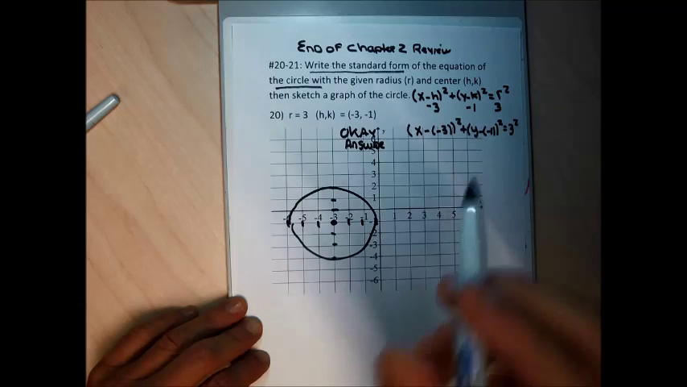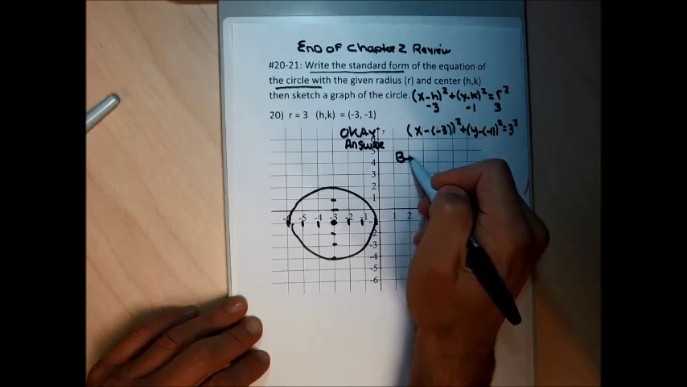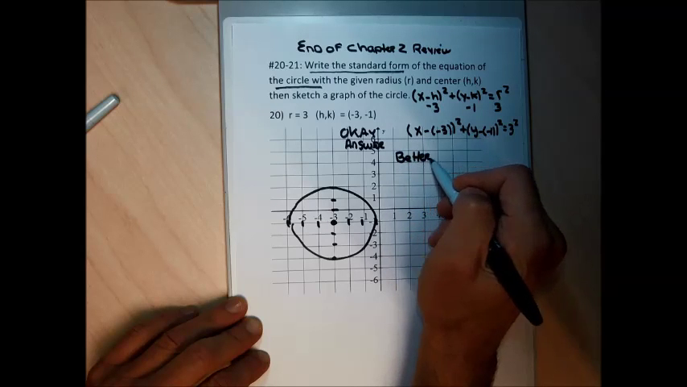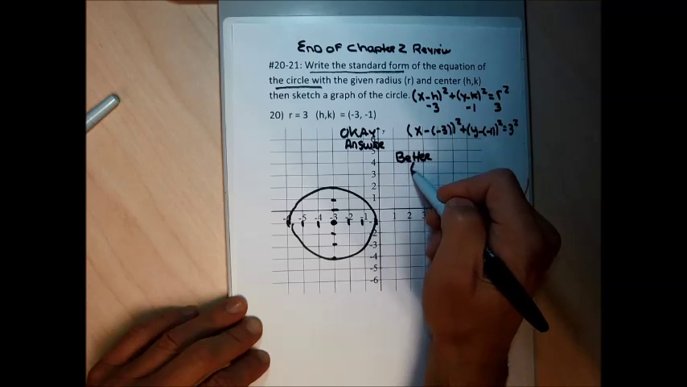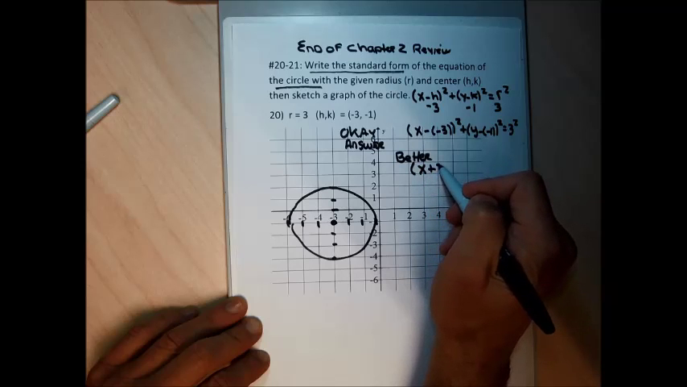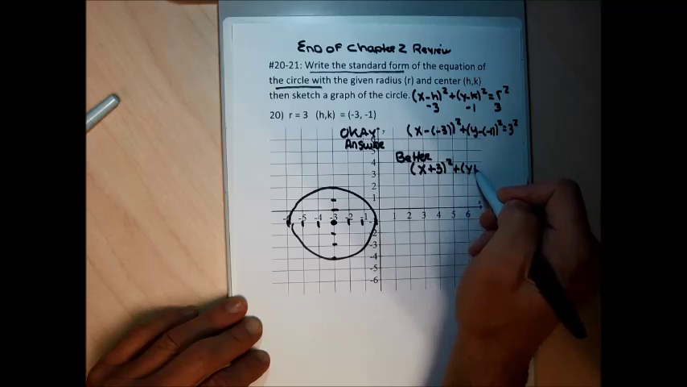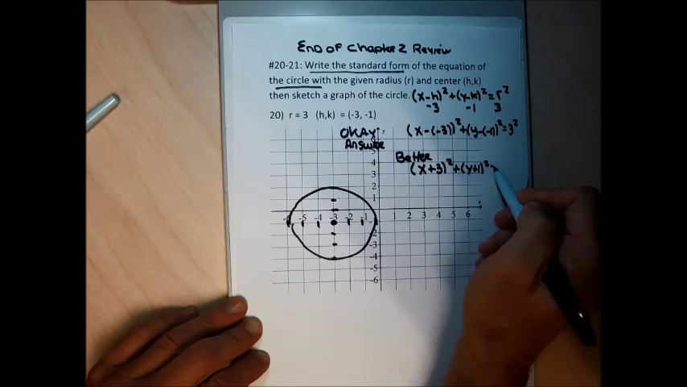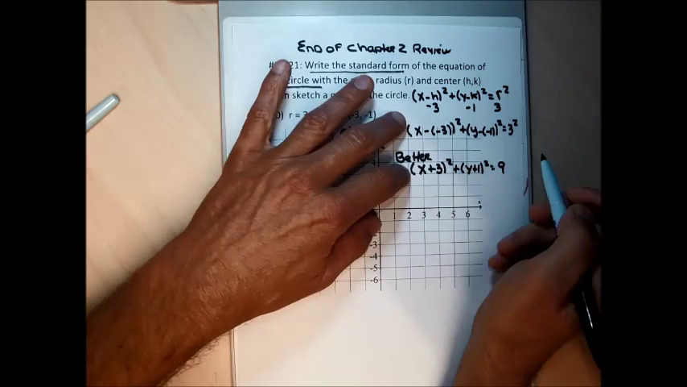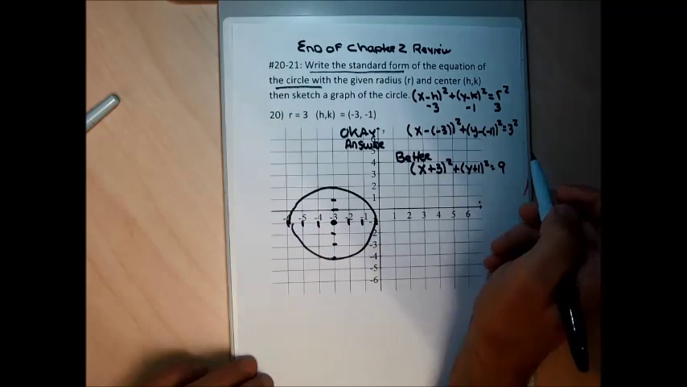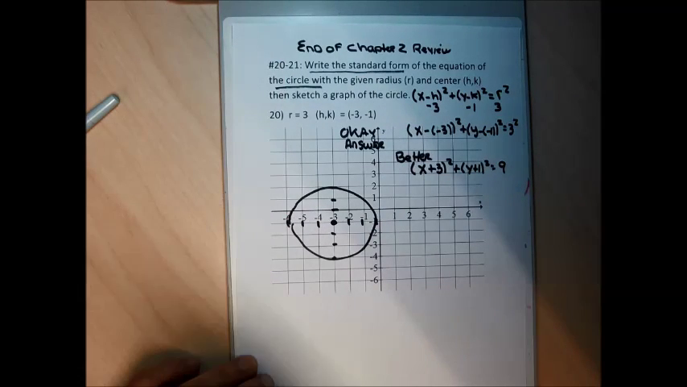and it has a number being squared that I can get rid of. A better answer to the equation that's needed for number 20 would be (x plus 3) squared plus (y plus 1) squared equals 9. Both of these would graph into something that has a center (-3, -1) and a radius of 3.